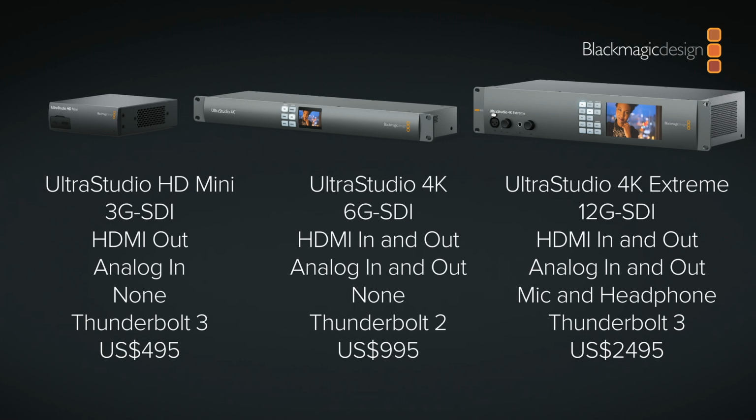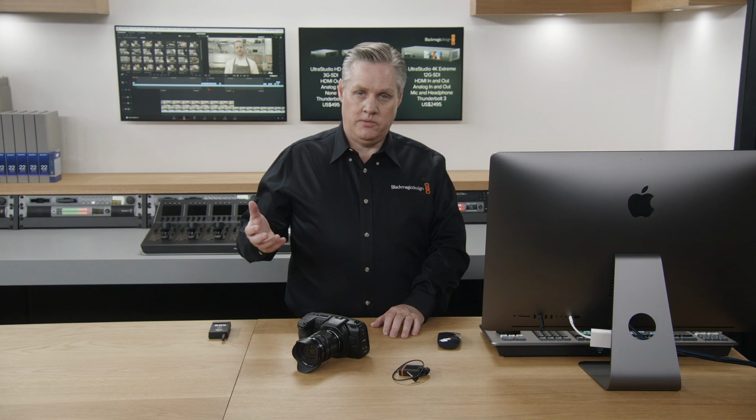Now we've got the UltraStudio 4K, and it's 6G SDI. It's got HDMI and analog and Thunderbolt 2. And then we've got the UltraStudio 4K Extreme, which is a monster of a product. It's got 12G SDI, HDMI analog. It's also got a microphone and headphone sockets on the front, and it's Thunderbolt 3.